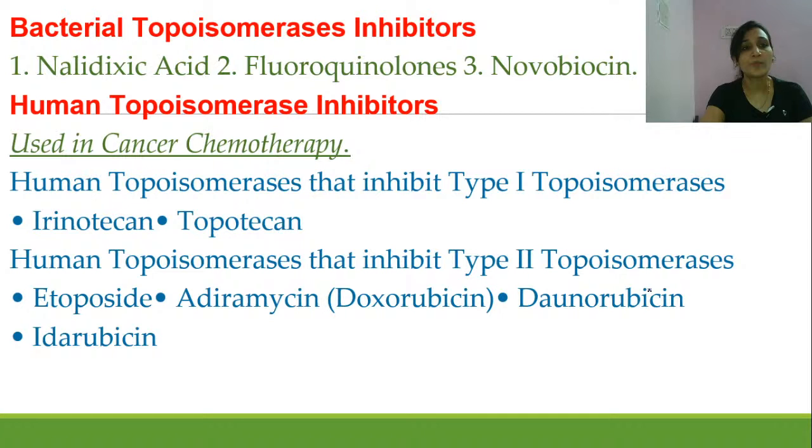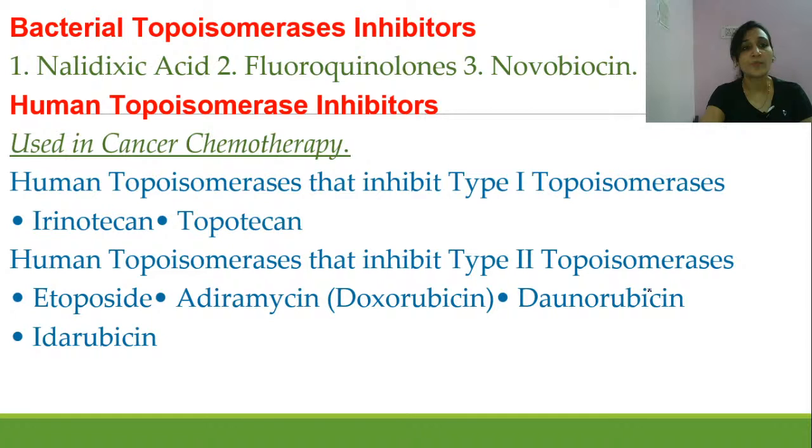Now, central dogma. What is the central dogma of molecular biology? DNA can replicate, that is, it can make DNA from DNA. Then DNA can make RNA, and RNA can make protein. DNA to DNA, DNA to RNA, and RNA to protein. This process is called the central dogma of molecular biology.